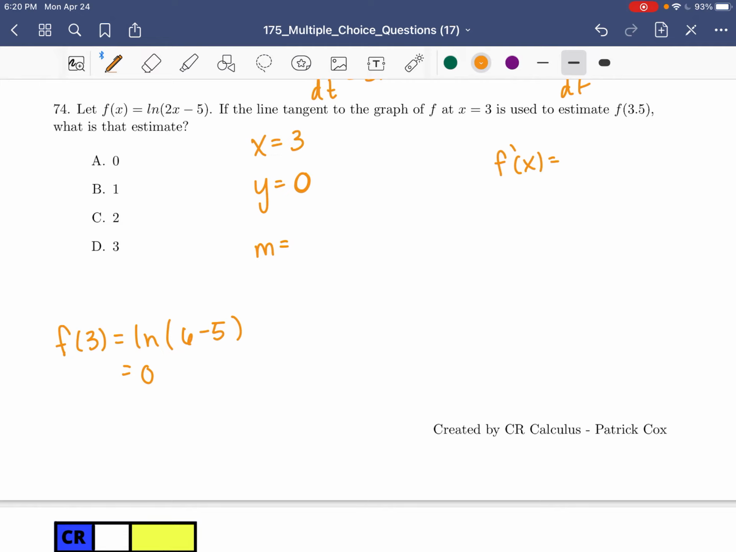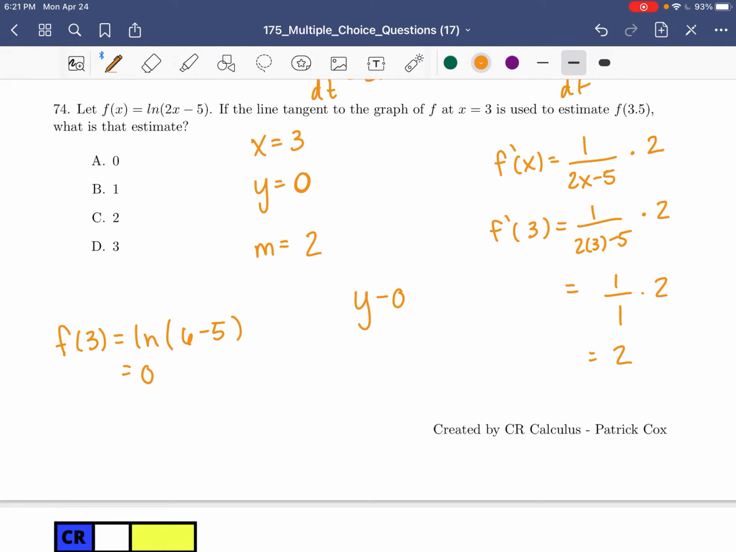Then I need to find my slope. So the derivative of natural log I know is 1 over 2x minus 5. But because of chain rule, I need to multiply that by the derivative, which is just 2. So f prime of 3 is going to be 1 over 2 times 3 minus 5, times 2, which equals 1 over 6 minus 5, which is 1. So 1 times 2 equals 2. So my slope is 2.